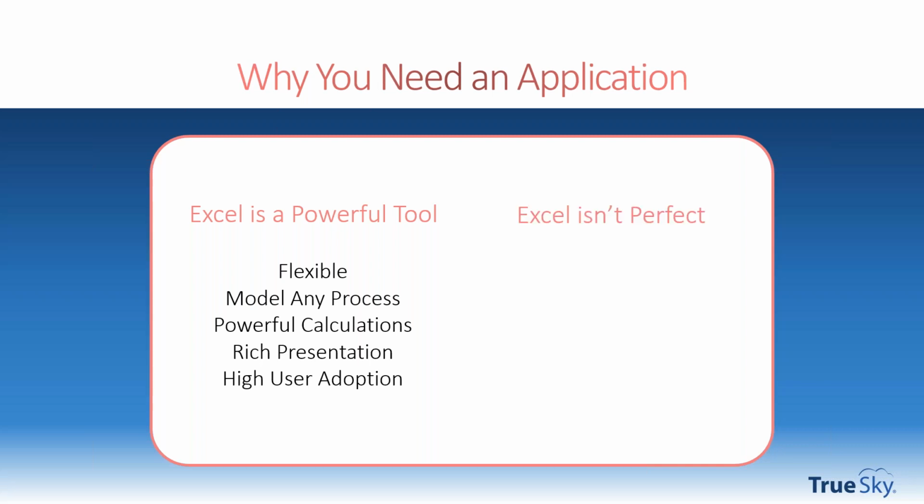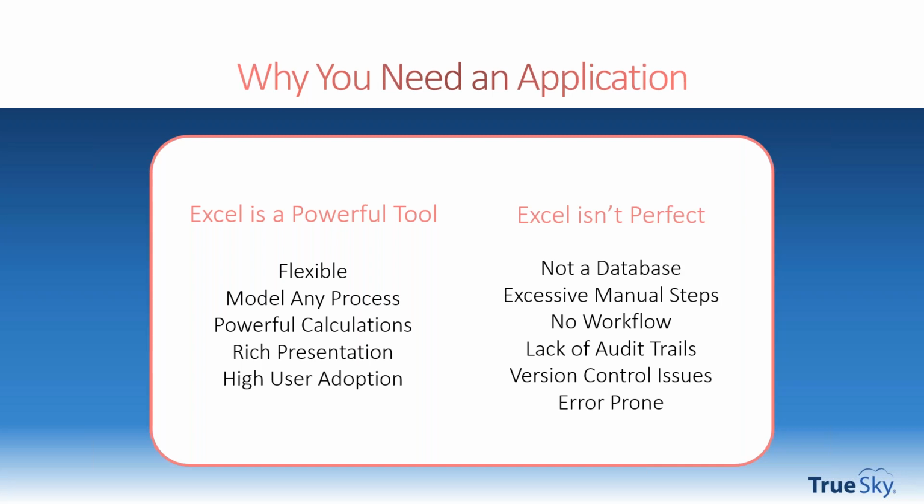But Excel isn't perfect. It's really not a database. It's not designed to do long-term storage and analytics on your data. You get a lot of manual steps to get data into it. You don't have any workflow, so how do you do approvals and rejections and track who has said these numbers are okay? You don't have any audit trails, so as your numbers change over time, you don't know who made the change or when. Ultimately, you've got multiple versions of the truth. Which of these two documents is the right version we should be using, because they've got different numbers?